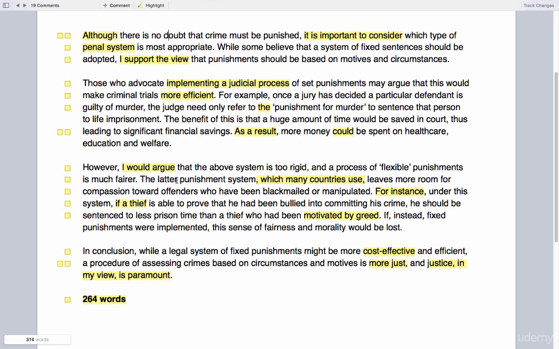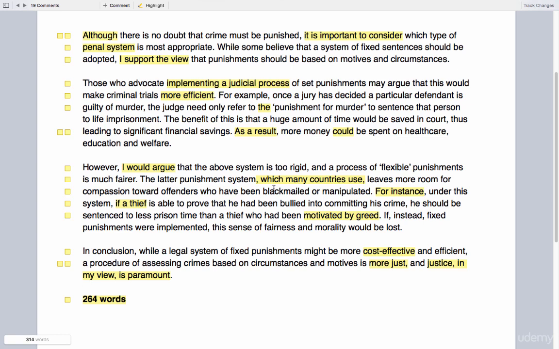The latter punishment system, which many countries use, leaves more room for compassion towards offenders who have been blackmailed or manipulated. Here we're using what is called a non-defining relative clause, and this again helps to add complexity to our sentences, further addressing the requirement for complex sentences and grammatical range. You can learn about relative clauses in Lecture 26.